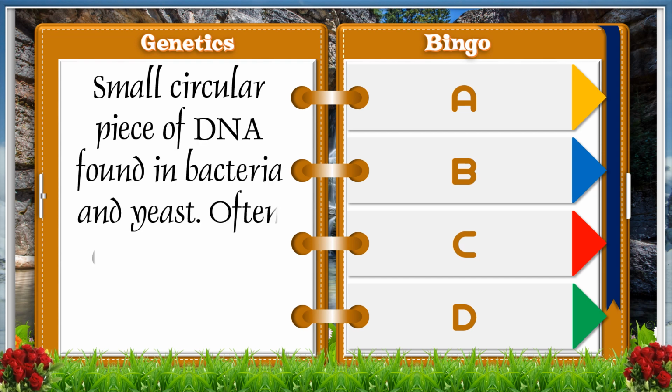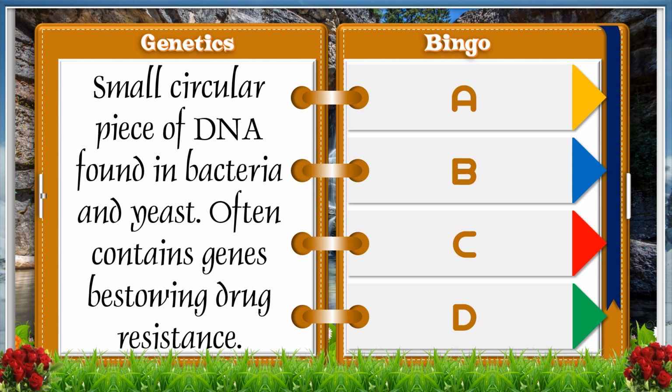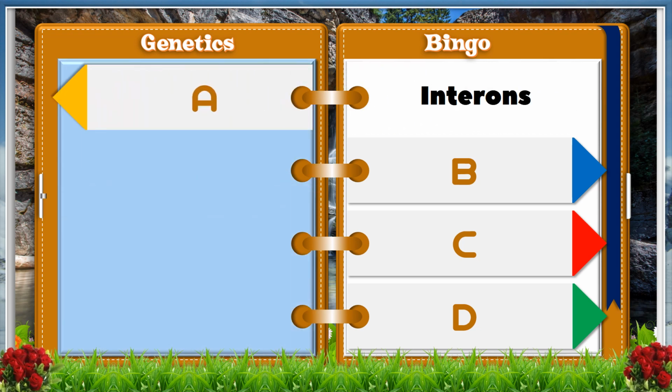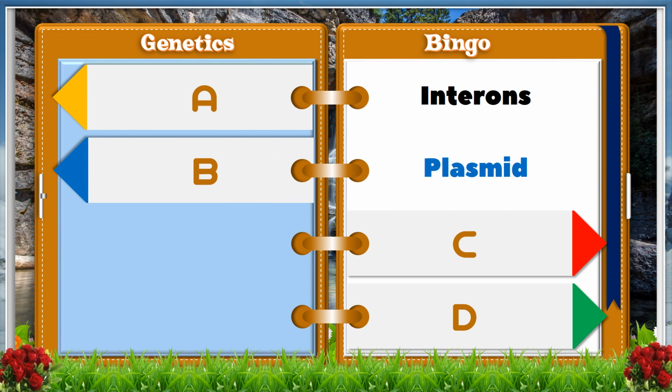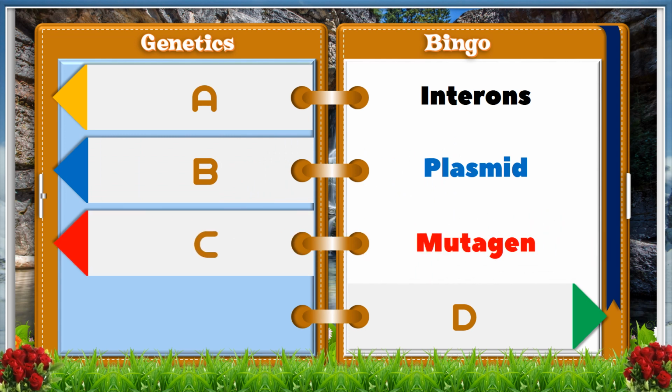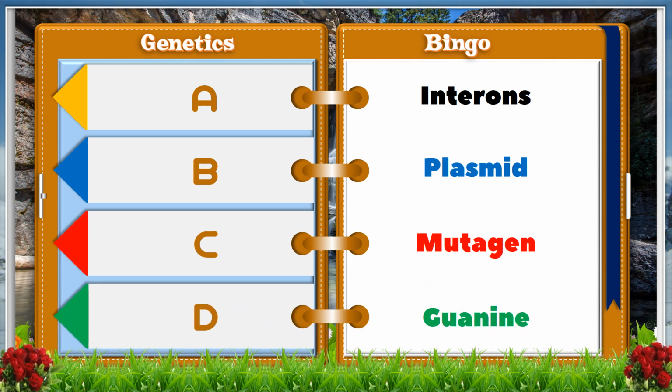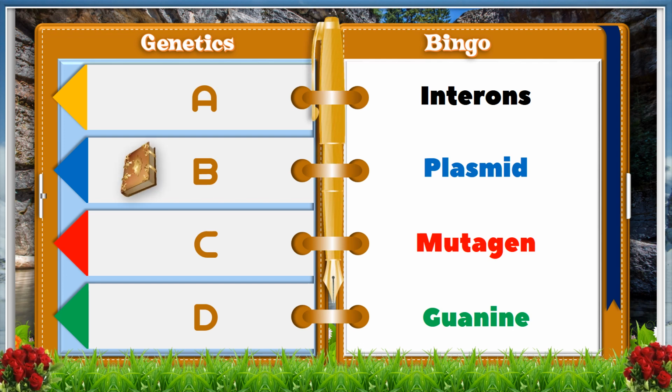Small circular piece of DNA found in bacteria and yeast, often contains genes bestowing drug resistance. A. Introns. B. Plasmid. C. Mutagen. D. Guanine. And the answer is B. Plasmid.